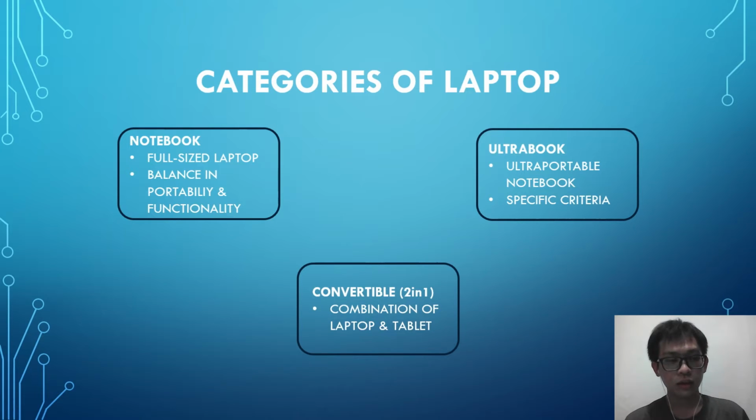The third category of laptop is convertible or hybrid, which refers to a two-in-one combination of tablet and notebook. They can quickly switch between touchscreen tablet mode and traditional keyboard mode.